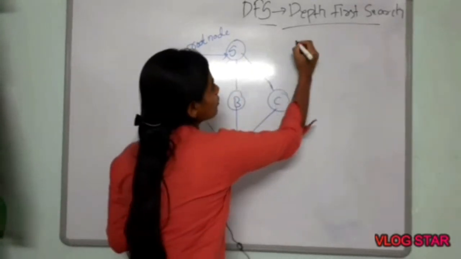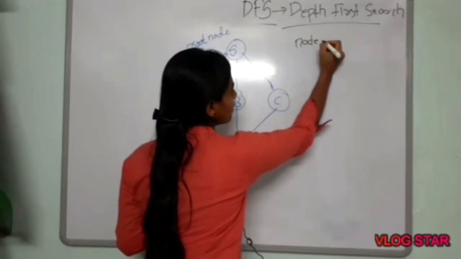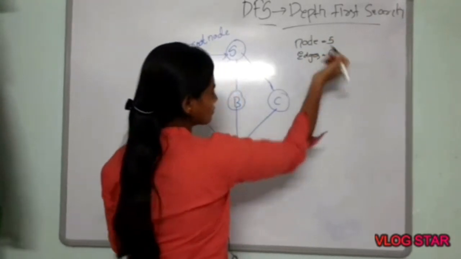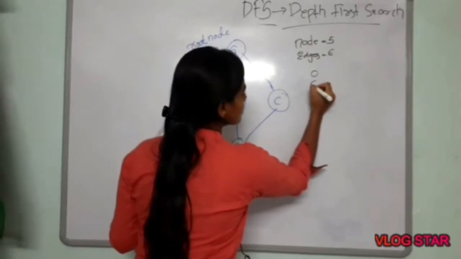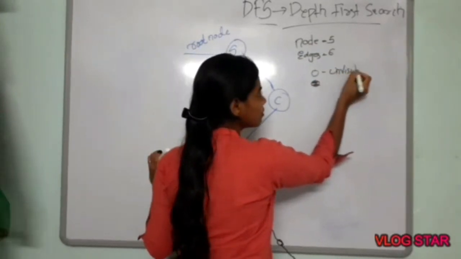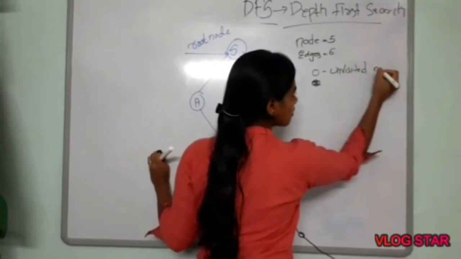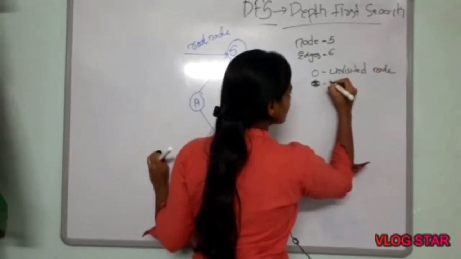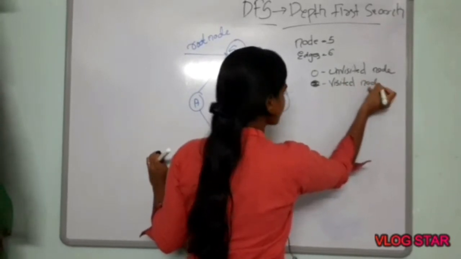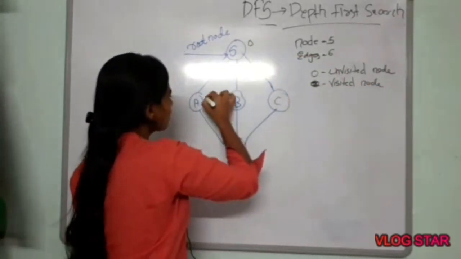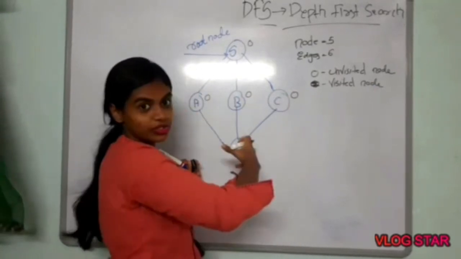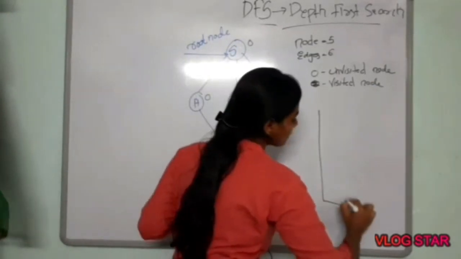There are 5 nodes, edges are 6. These are unvisited nodes, and here are visited nodes. These all are just now unvisited nodes. You have to make all these unvisited nodes visited nodes with the help of the stack.